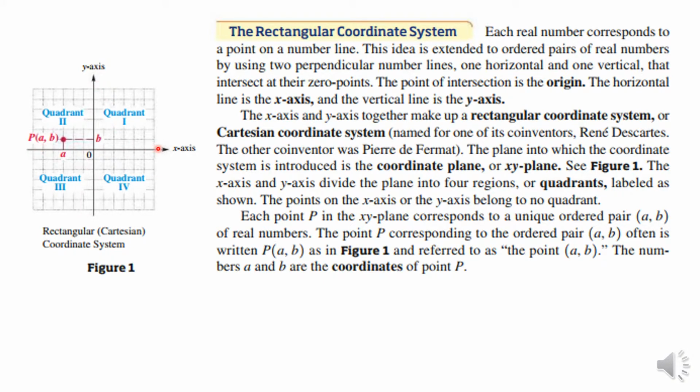The X is the horizontal axis. These are the positive numbers. These are the negative numbers. And the Y axis goes vertically. These are the positive numbers. These are the negative numbers. And we call the point (0, 0) the origin. We will plot points with the X coordinate first, followed by the Y coordinate.